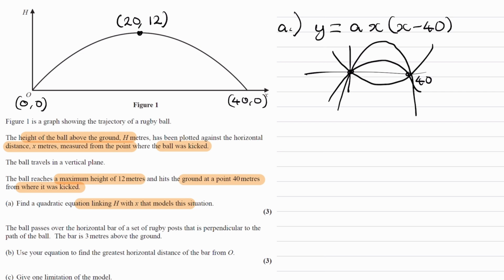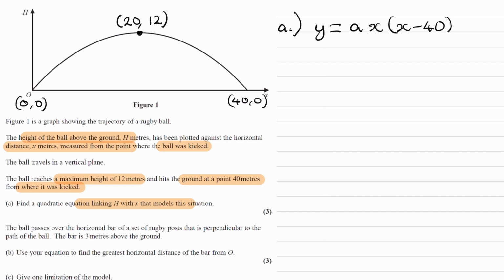Depending on what a is, that will give us the equation of one of these quadratics that goes through 0 and 40. So if a is positive, the quadratic looks like this. If a is negative, the quadratic looks like this. And then the bigger a is, the steeper the quadratic, or the sharper that turn is at the top. So we need to work out what a is. That's our next goal.